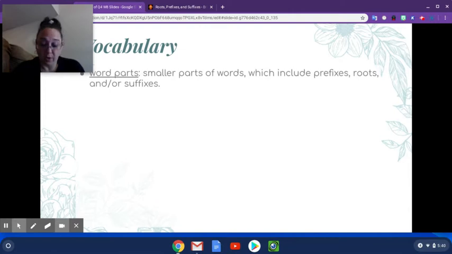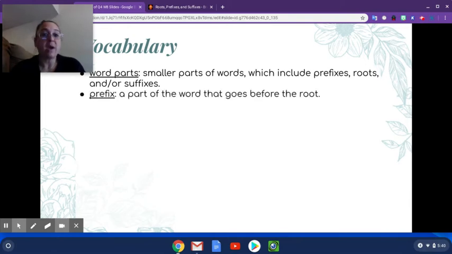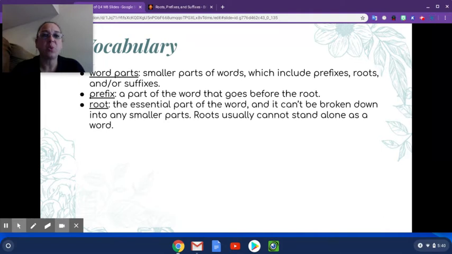All right, going into our vocabulary for today, we have word parts, which are smaller parts of words, which include prefixes, roots, and or suffixes. We also have the prefix, a part of a word that comes before the root. Always remember pre means before. And then the root word is the essential part of the word, and it can't be broken down into any smaller parts. And also, this type of word cannot stand alone.